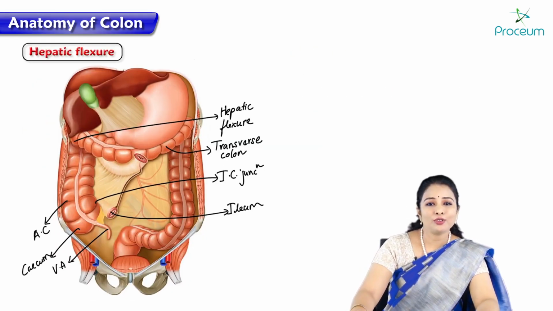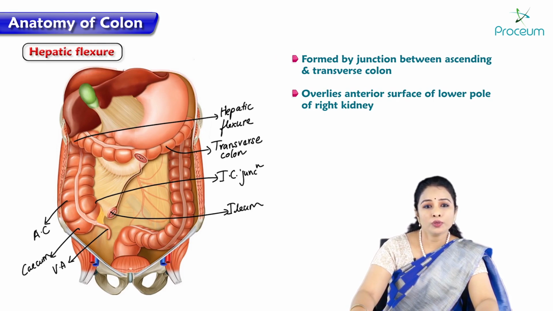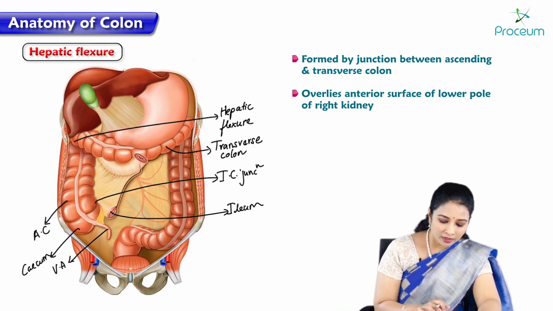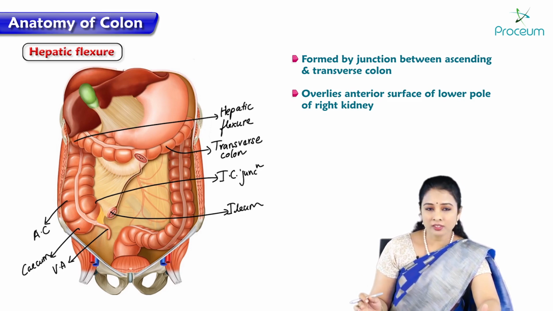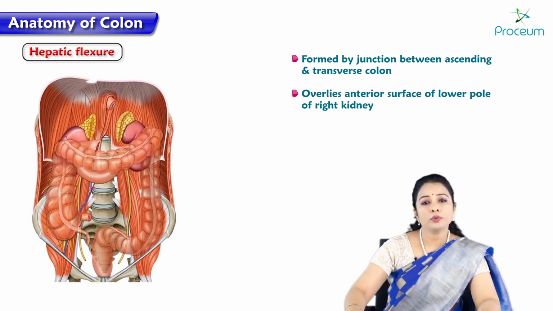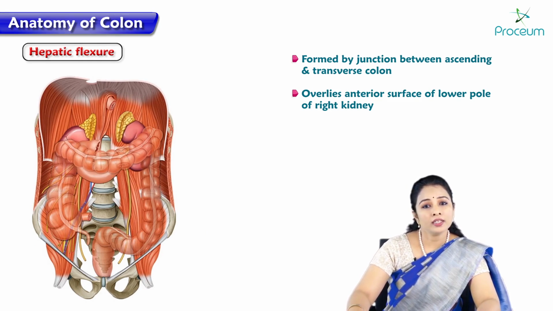Hepatic flexure of colon. The hepatic flexure is formed by the junction between the ascending and the transverse colon. It overlies the anterior surface of the lower pole of the right kidney. So here we can see the hepatic flexure of colon towards the right side just below the liver. And posteriorly, the hepatic flexure overlies the anterior surface of the lower pole of the right kidney.